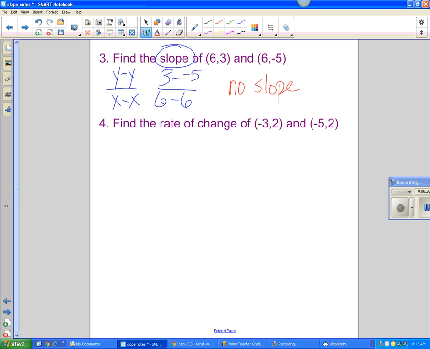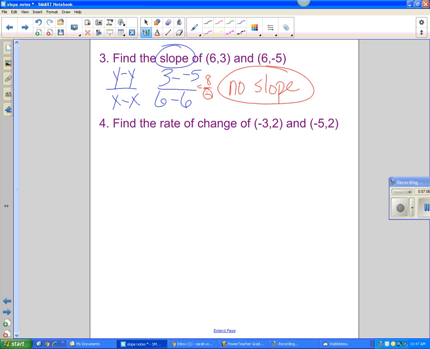If you were doing this without a calculator, what is 3 minus negative 5? 8. What is 6 minus 6? Anytime you get a 0 on the bottom, that's bad. That makes me sad, so you don't want to do that. The answer is no slope. If you get a 0 on the bottom, it's no slope, right? Questions on that one? When is it no slope? When 0's on the bottom, or what will the calculator tell you?